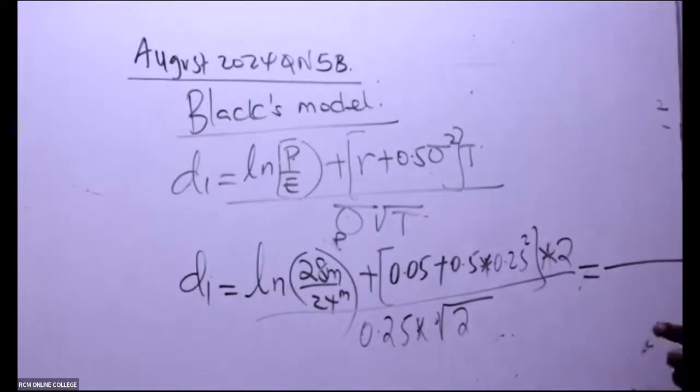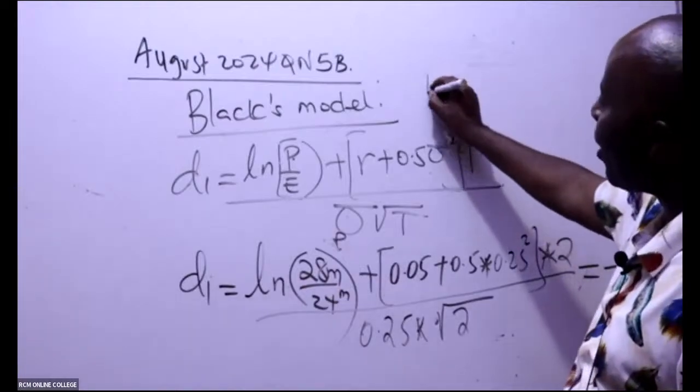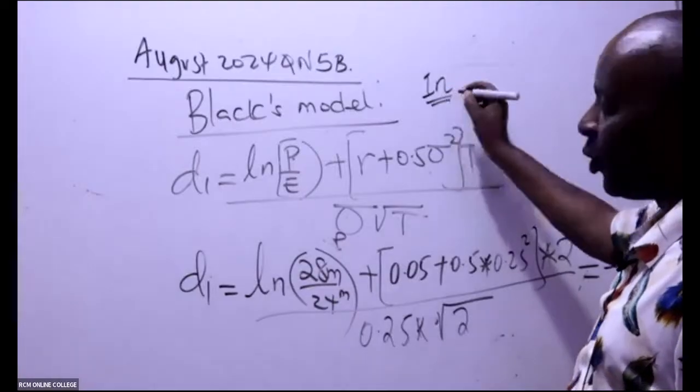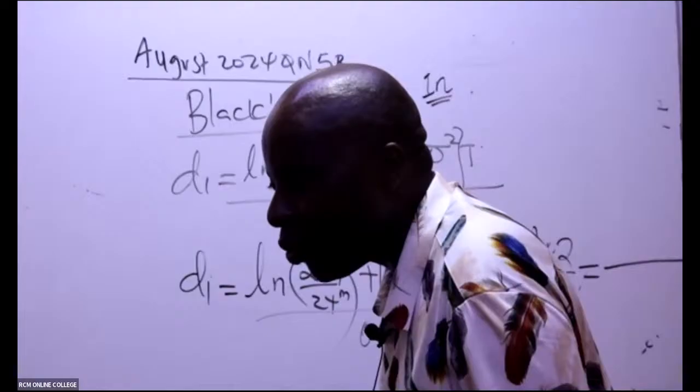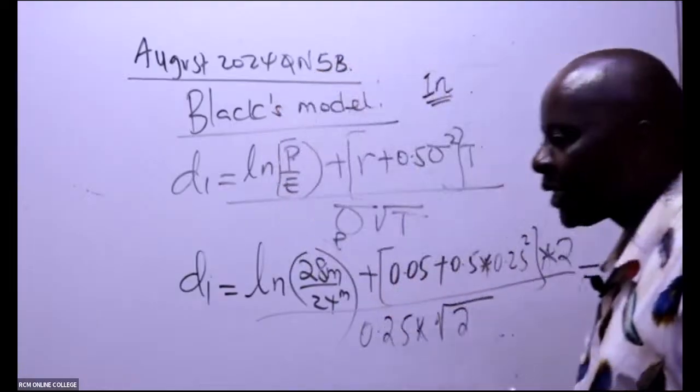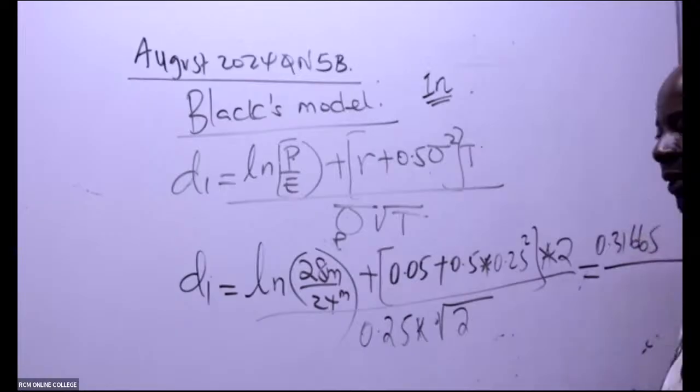Remember, it's not the normal logarithm. It is the natural logarithm. On your calculator there, they are calling it ln. It is giving me 0.31665. I can write many decimal places, yes.